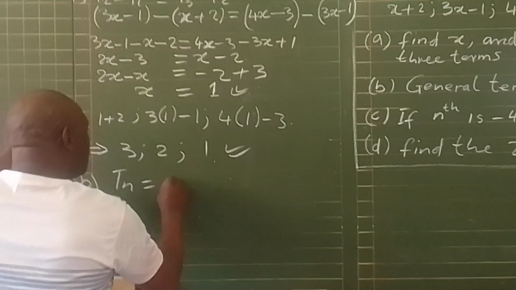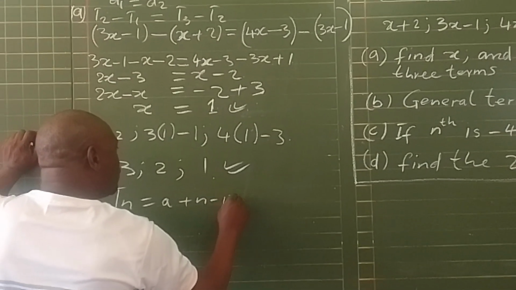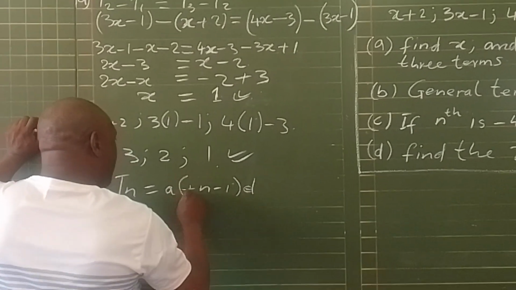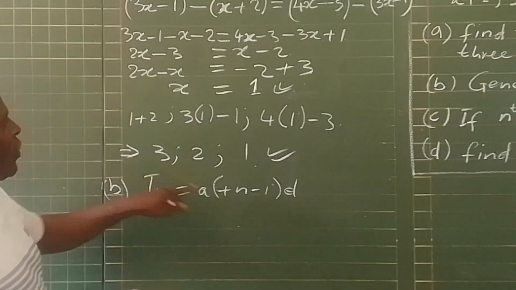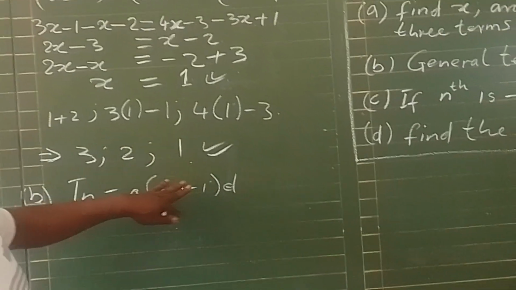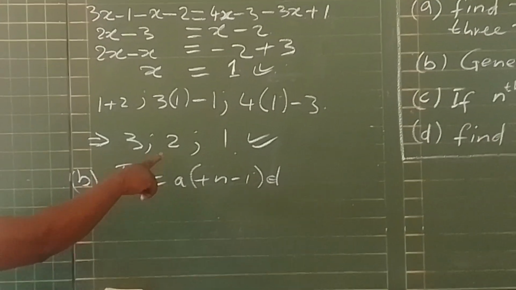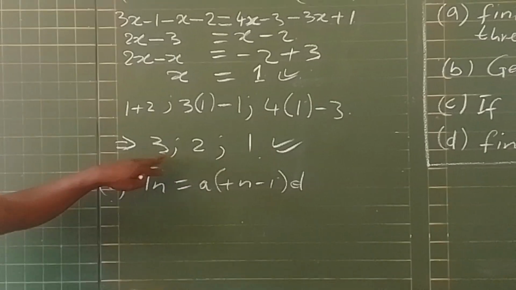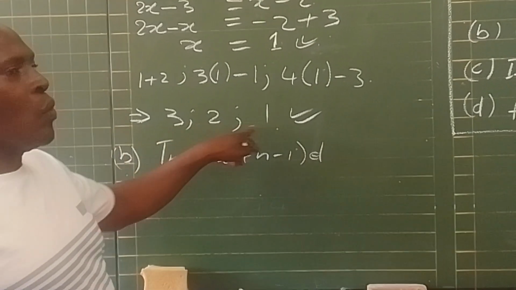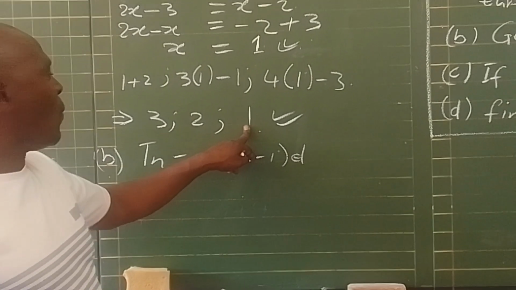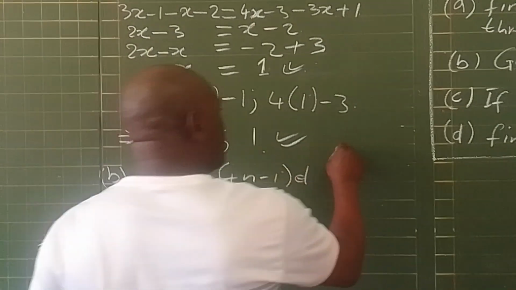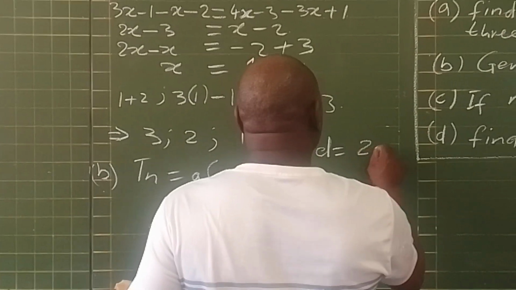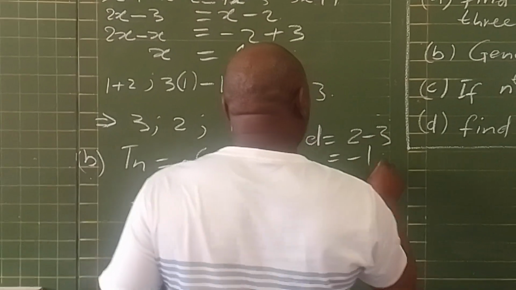Tn is equal to a plus n minus 1 d. We have our a as 3. We have our d as, let's find d. We don't have d. From here, 3, 2, 1. The common difference is 2 minus 3, which is minus 1. So your d is going to be minus 1.